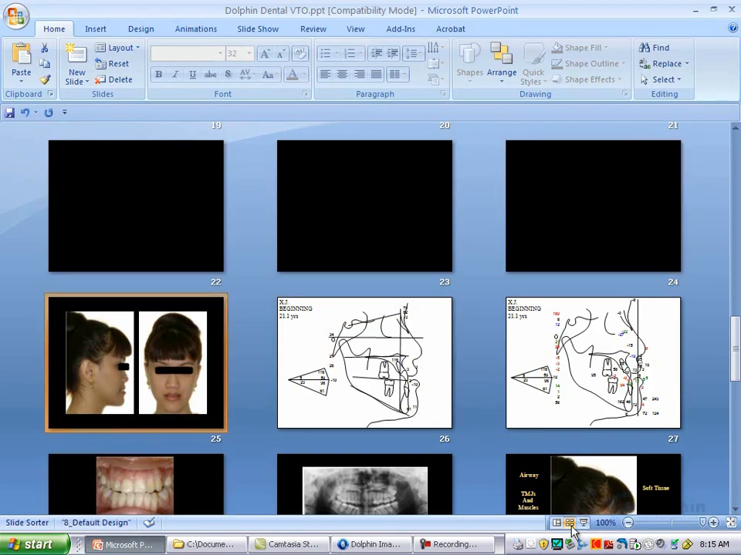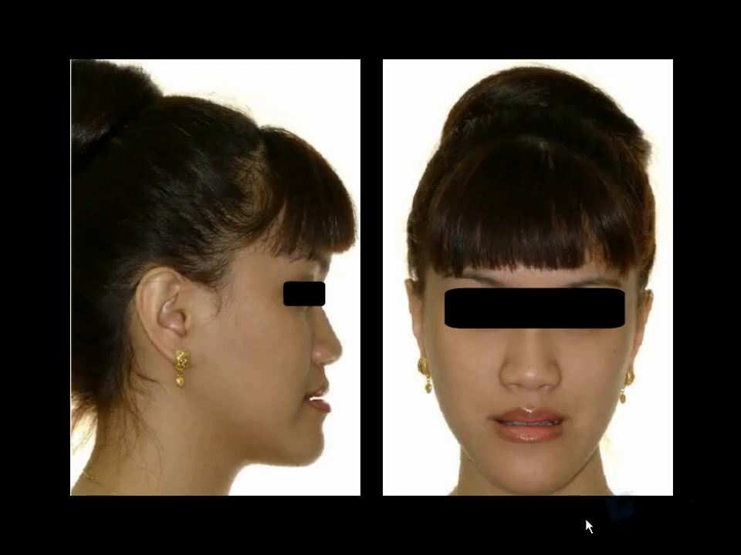Here you see, to begin with, her facial photographs. You can see she has very nice features here. She has attractive hair, beautiful skin, beautiful eyes, but the parts don't line up as well as we'd like. She has fairly good symmetry in her frontal picture.